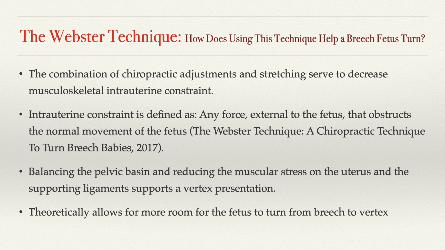And so by balancing the pelvic basin and reducing the muscular stress on the uterus and the supporting ligaments, it supports the vertex presentation. And theoretically, this allows for more room for the fetus to turn from breech to vertex.